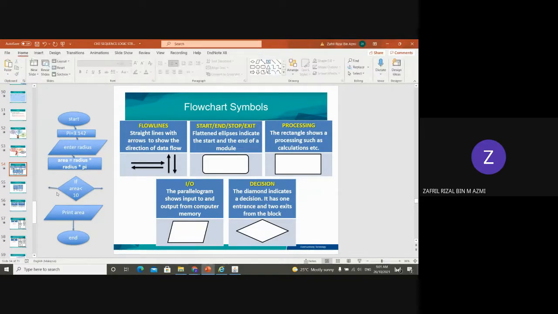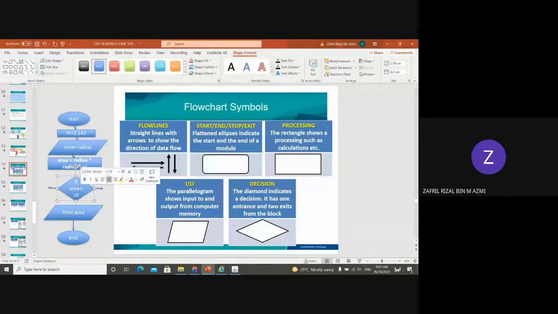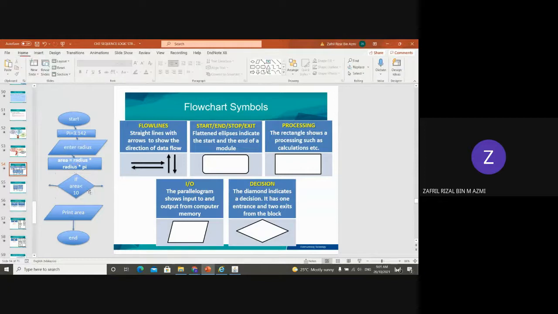Okay, either true or false. You cannot have a third arrow. For a decision, you are only allowed to have two arrows. The first arrow for true doesn't matter, left or right. You may put left true, right false, or the opposite, it doesn't matter as long as you label it.